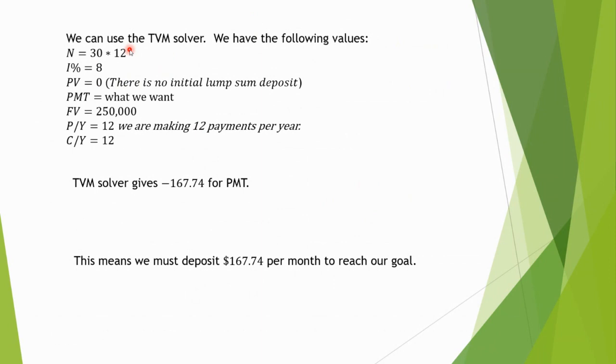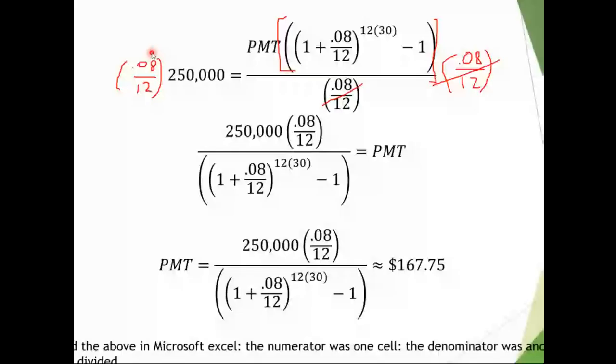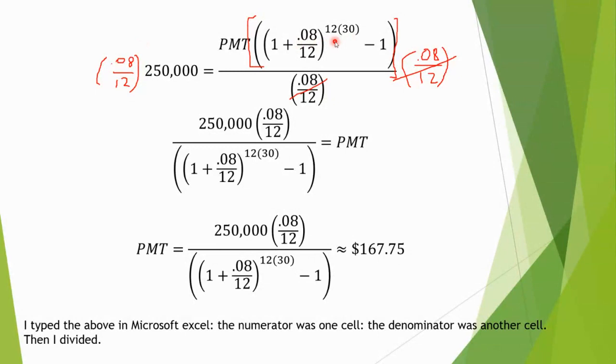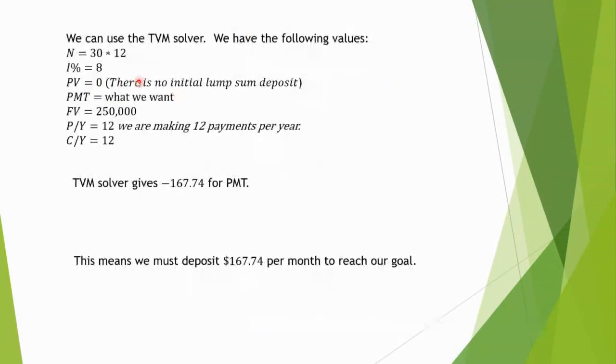So remember, capital N is little n times little t, 12 times 30. What is that? That's 360. I is our percent, which is 8. You don't write it as a decimal here. PV is 0, and that's because there's nothing in the account initially. So there's nothing starting out in there, there's no principal. PMT is what we're looking for, so we'll skip that. FV, that's how much we want the account to have after 30 years.